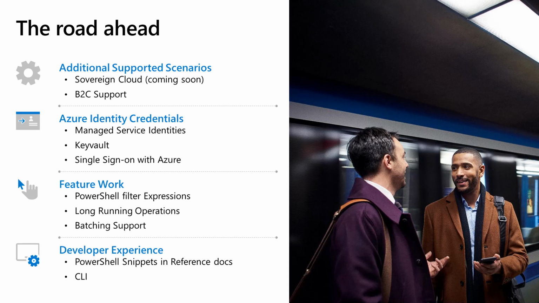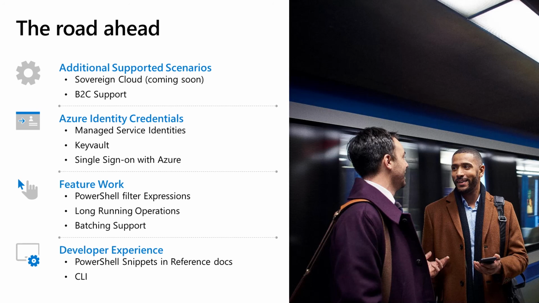We're working very closely with the Azure team, and the Azure Identity credential mechanism is something that will bring us the ability to sign in using managed service identities and use Key Vault in order to be able to store secrets. And we want to be able to do single sign-on with the Azure PowerShell library. So you won't even have to sign on once for Azure and once for Graph. We can just do a token exchange and be able to call both sets of APIs with a single login experience.